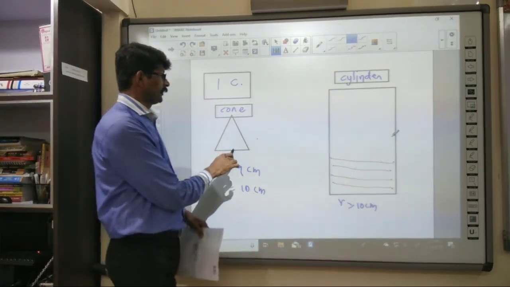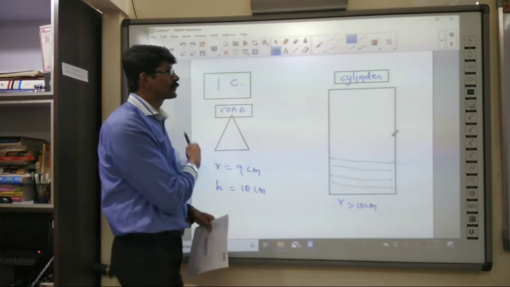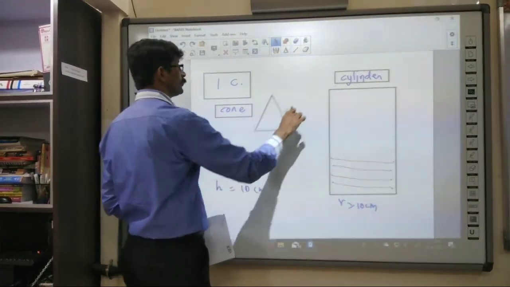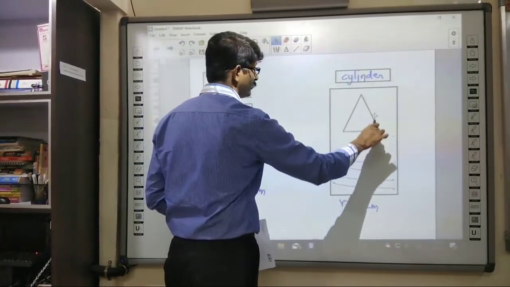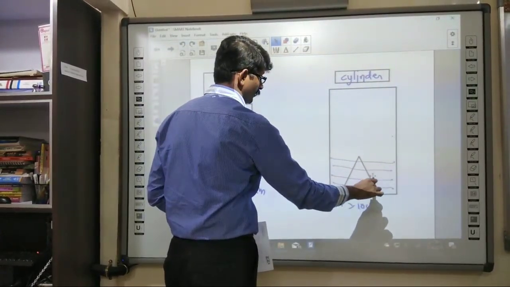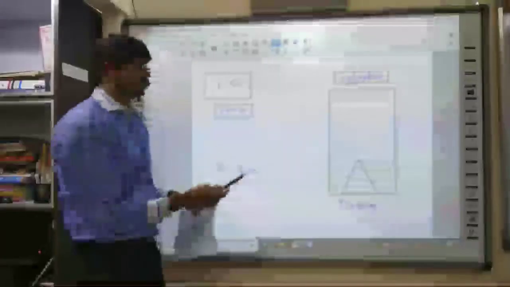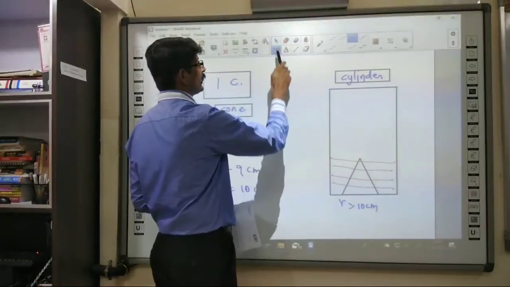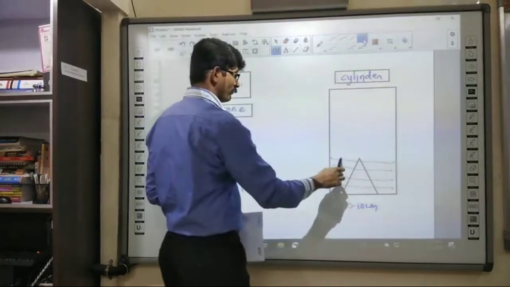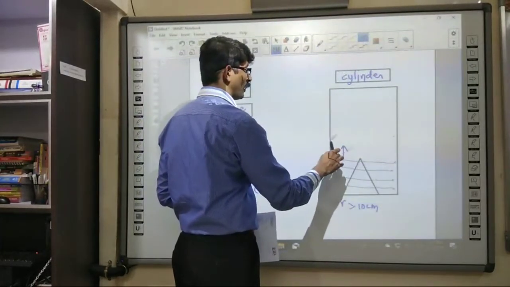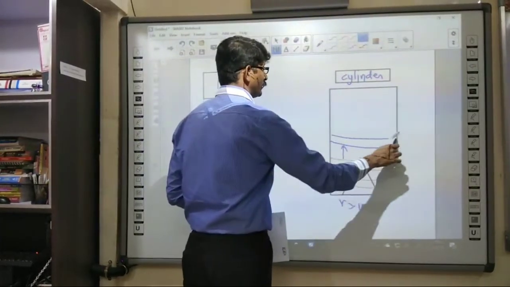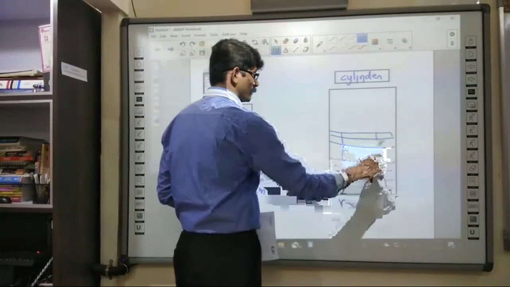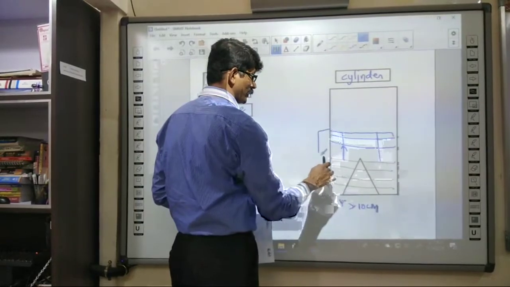Now, imagine the cone was first outside the cylinder, and later this cone has been submerged in the cylinder. What exactly will happen with the water? The water level will go up. And how much the water level will go up? That will be calculated. Are you understanding? So this is a rise in water level. Basically, this is a rise in water level.